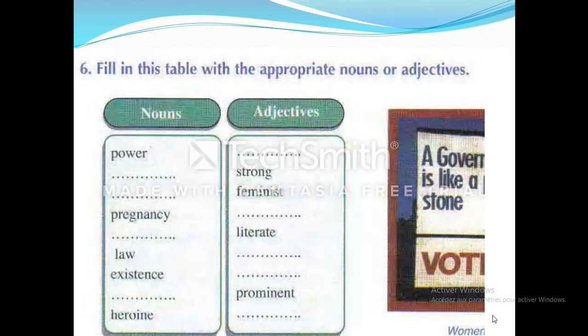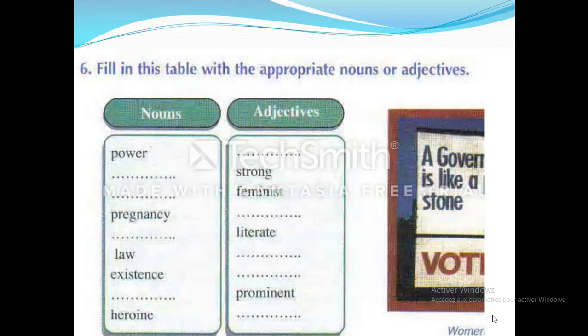So this one I think is very easy. Fill in this table with the appropriate nouns or adjectives. As you see here, we have nouns and we have what? We have the adjectives. If you have the noun, you should find the adjective. If you have the adjective, you should find the noun. You can pause the video and use your dictionary again to check about their forms. So now we can start.